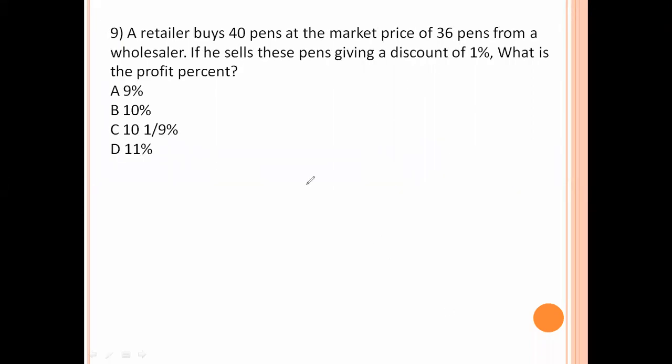Next, a retailer buys 40 pens at the market price of 36 pens from a wholesaler. If he sells these pens giving a discount of 1%, what is the profit percentage? So cost price is 36, selling price is 40. On this one, 1% is given as discount.